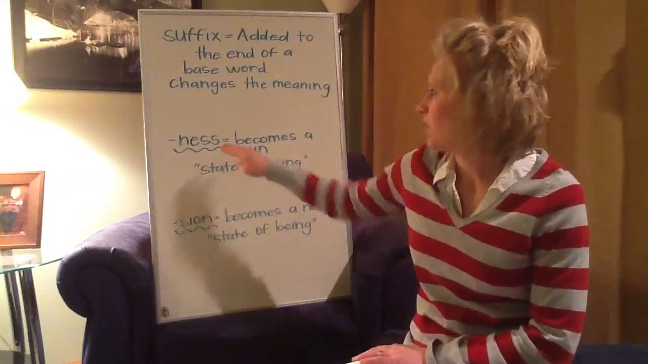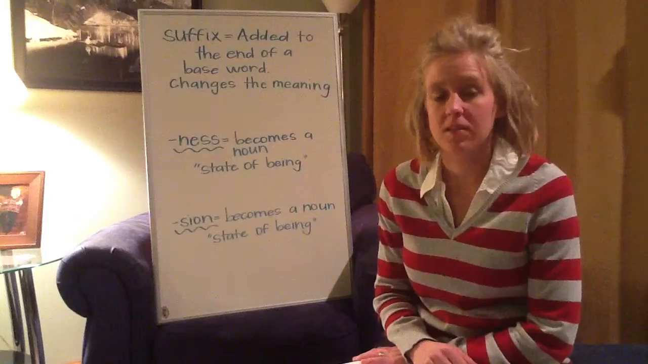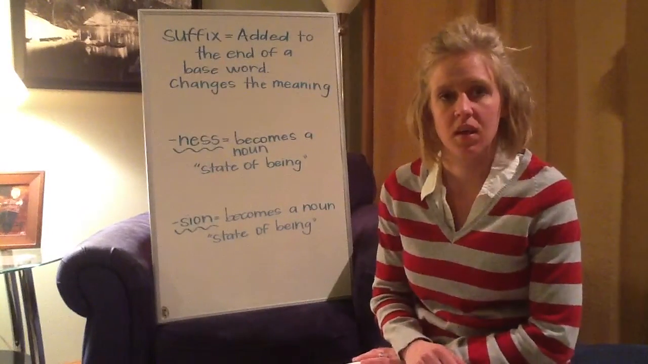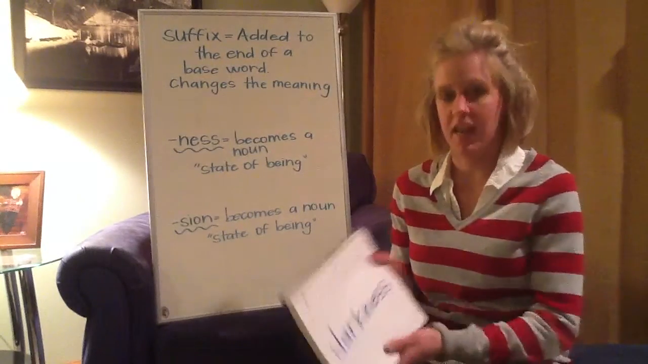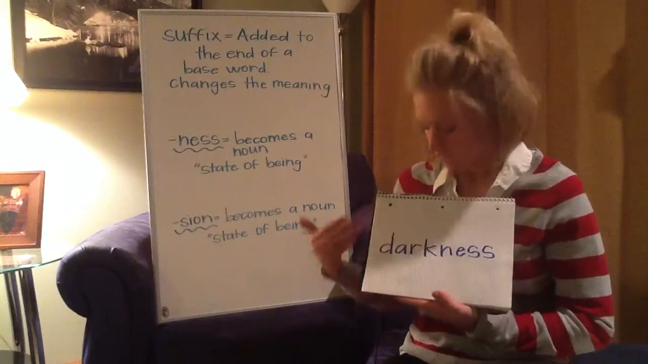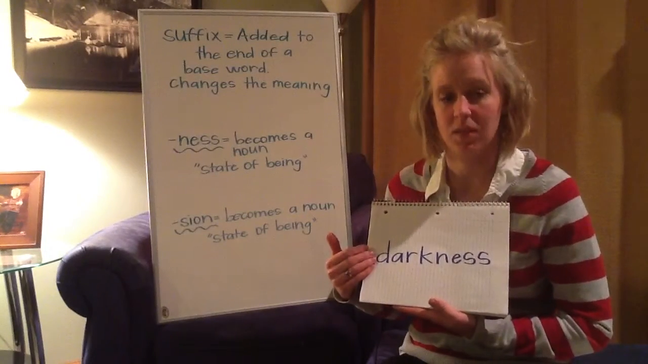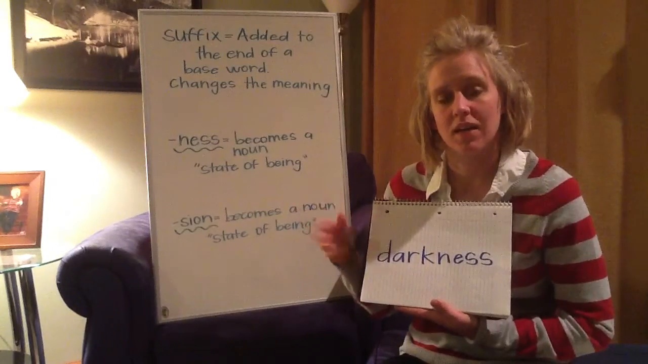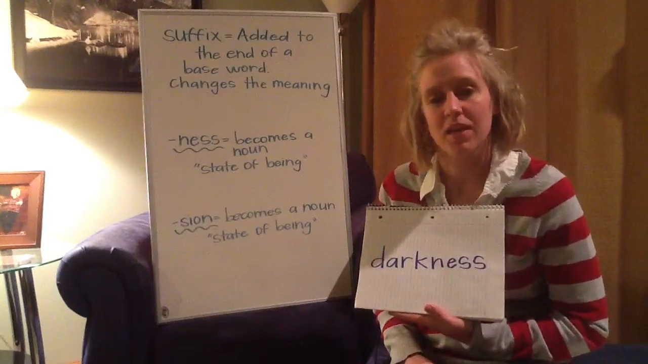So let's start out with ness. When you add ness to the end of a base word, it makes the word become a noun. And it also means state of being. So for example, if I start out with the adjective dark and add ness on the end of it, it becomes darkness. Okay? So darkness is an idea, because when you add ness on the end of something, it becomes a noun, which is a person, place, thing, or idea. So darkness is an idea. So darkness would be the state of being dark.